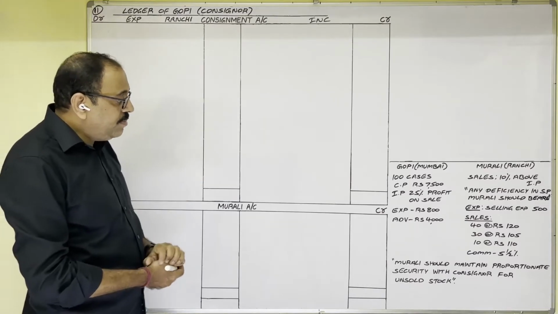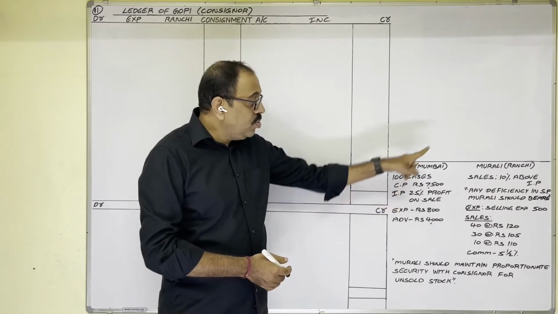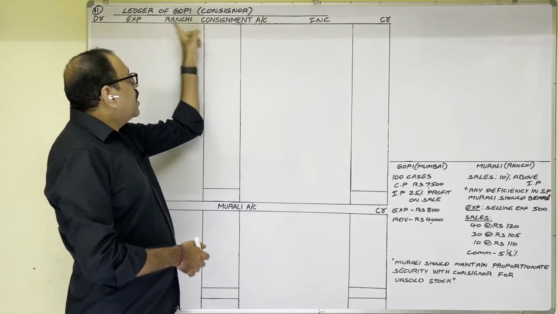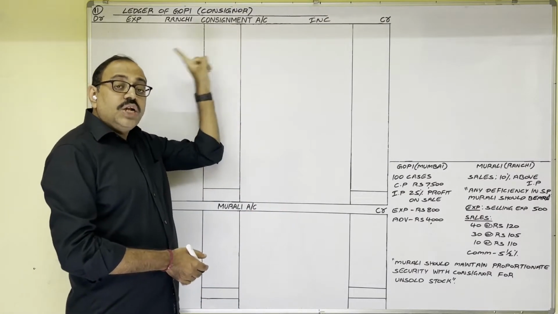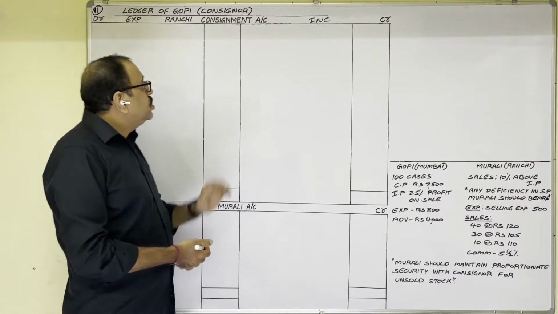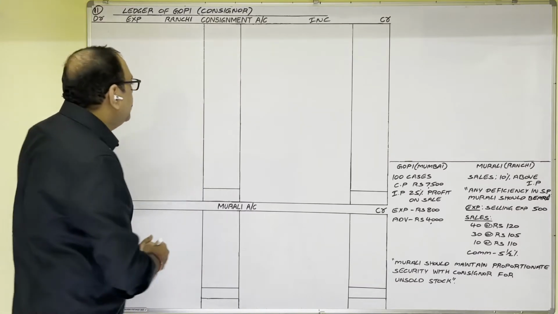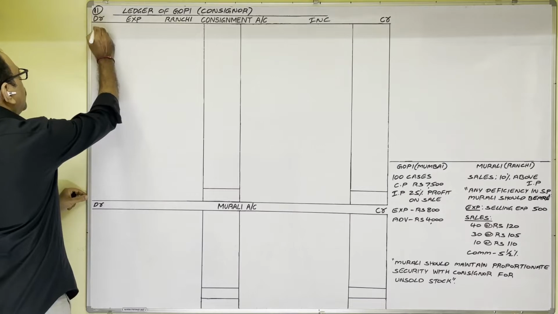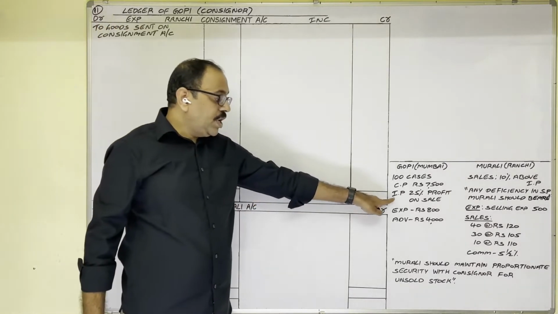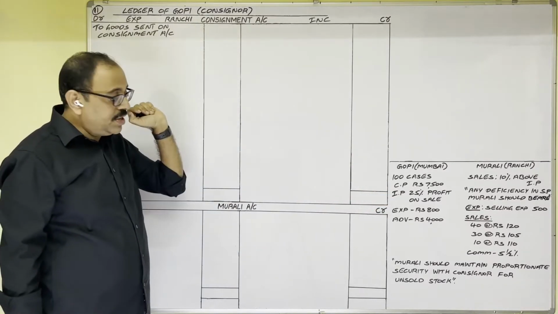See, first what happened? Gopi is sending 100 cases of medicines to the consignee on consignment basis. Entry is Ranchi consignment account debit, to goods sent on consignment account. In previous problems, I explained how this entry comes. So Ranchi consignment account is debited, therefore we post this entry on the debit side. To credit account name, goods sent on consignment account. When cost price and invoice price are both given, invoice price you have to show here. Invoice price we have to calculate.